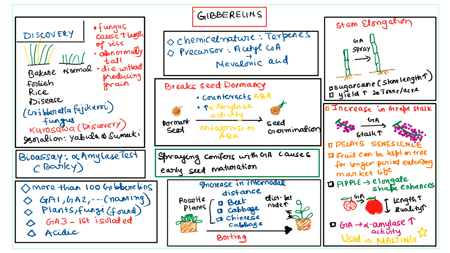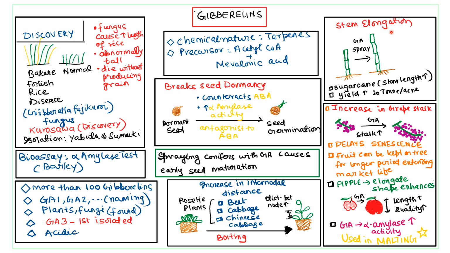Something like broccoli, where all the florets are tightly packed, there is something called broccoletti, in which they are separated from each other. That distance is a little more. So something like that. Bolting is because of the action of gibberellic acid.